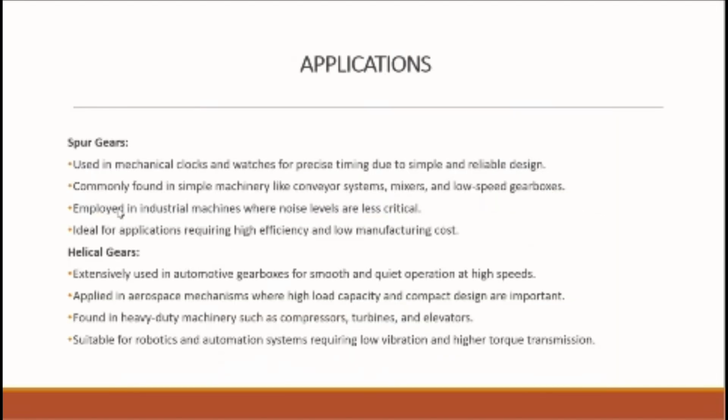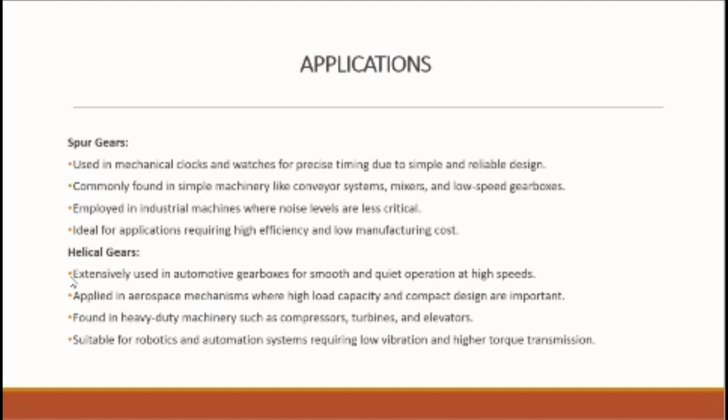The applications of spur gear are in mechanical watches and clocks, as the design is simple and reliable, and it is commonly found in simple machinery used in industries like conveyor systems, mixers, and low speed gearboxes. And it is employed in industries where the noise levels are less critical, and it is ideal for applications where the requirement of efficiency is high and the manufacturing cost that can be afforded is low.